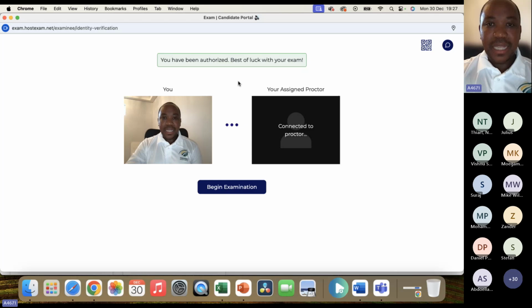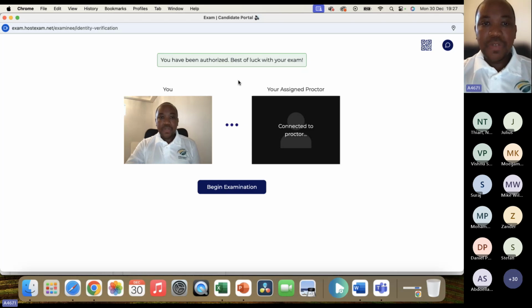So if there is any requirement from the proctor for you to retake the picture of yourself or the picture of your identity document, then the proctor will appear in this black screen, or they will type a message that will appear on your screen, and then you will be directed to retake your picture or pictures. But Abdullah has authorized me straight away because he saw my 2 pictures and he was happy with them. And then I can begin examination.